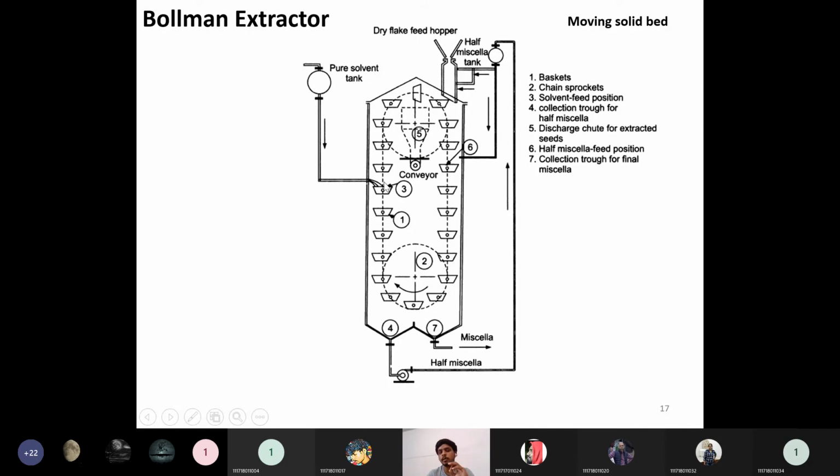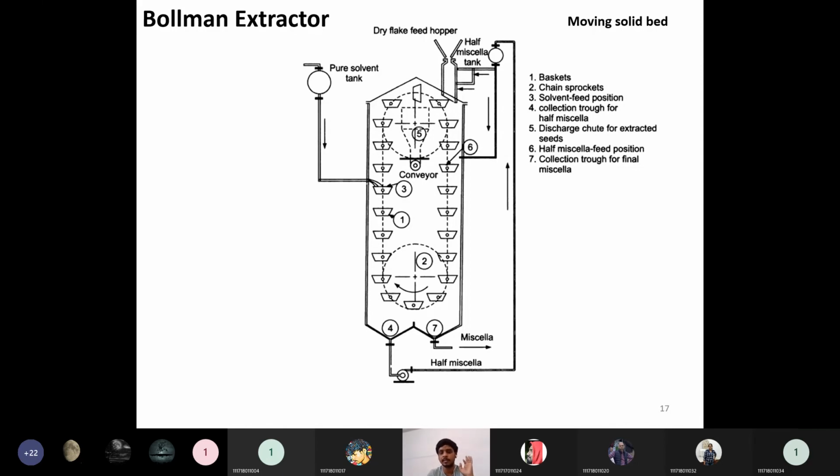So how will the operation be carried out? Initially the pure solvent will be used. The pure solvent, when it comes in contact with these solid particles, will be solubilizing the solute component which is present in the solids. Then after dissolving that solute, we get this solvent plus solute.